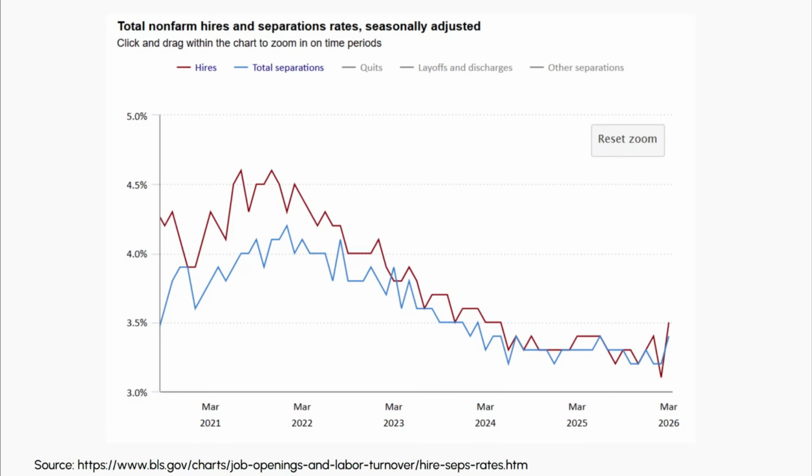Moving on to hires and separations, here we have a comparison of the two. This shows that the two are nearly evenly matched and have become even much closer in recent years. This corresponds to the no hire, no fire narrative that is commonly cited in the media, as net job growth is largely flat.